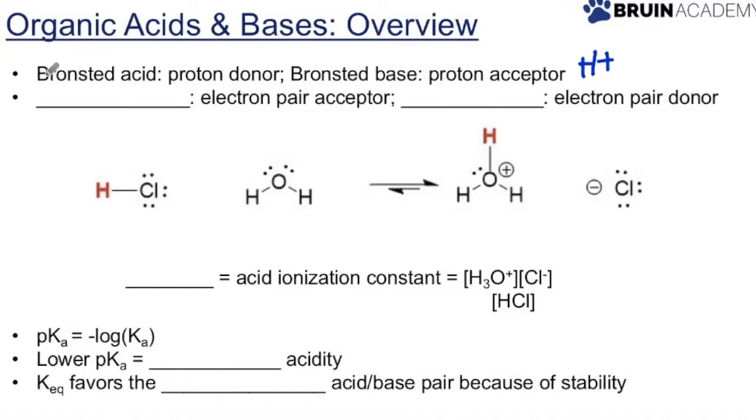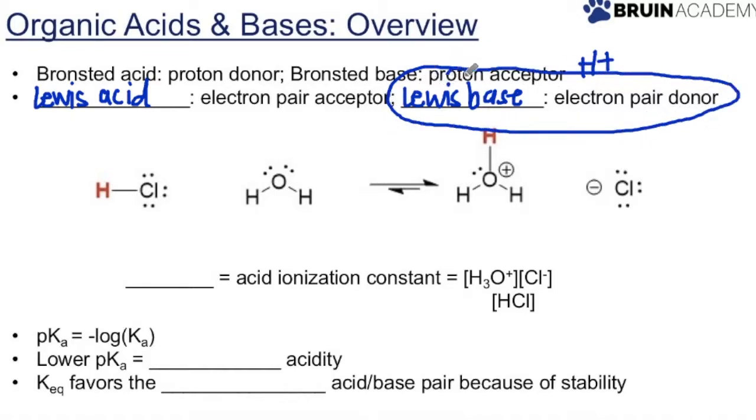Then we have the Lewis base and Lewis acid definition. A Lewis acid is an electron pair acceptor, whereas a Lewis base is an electron pair donor. And I'm just going to circle this definition here because this is the major definition that we'll be emphasizing today.